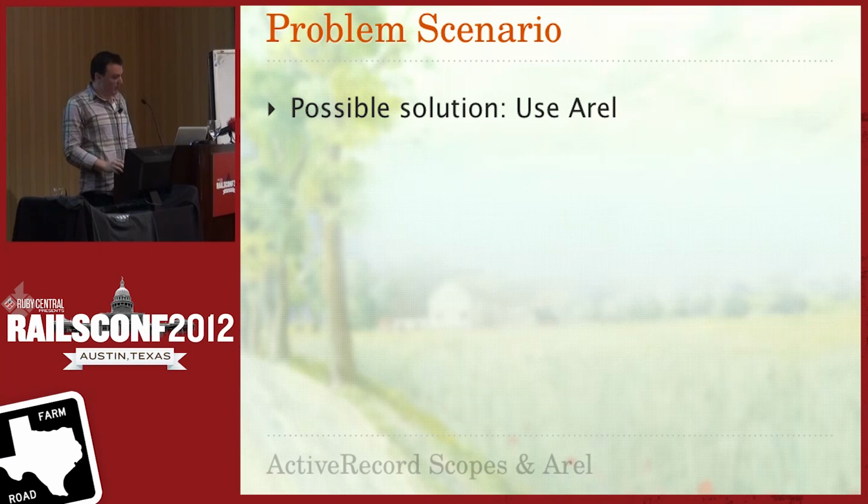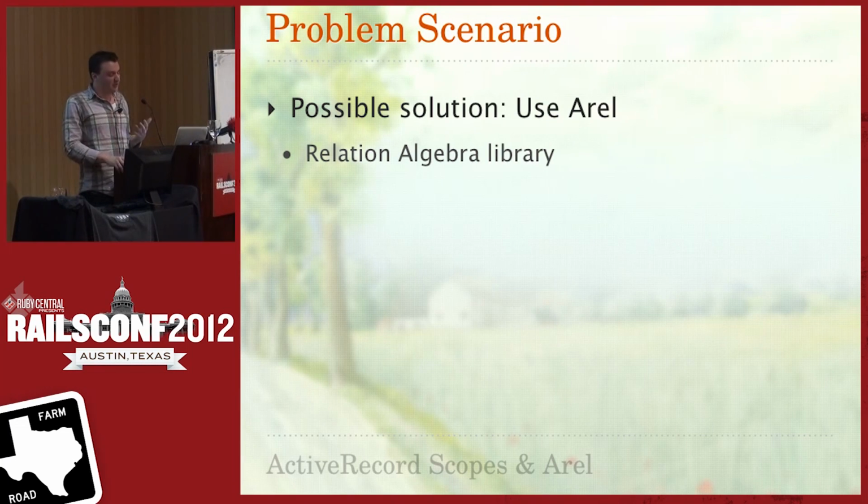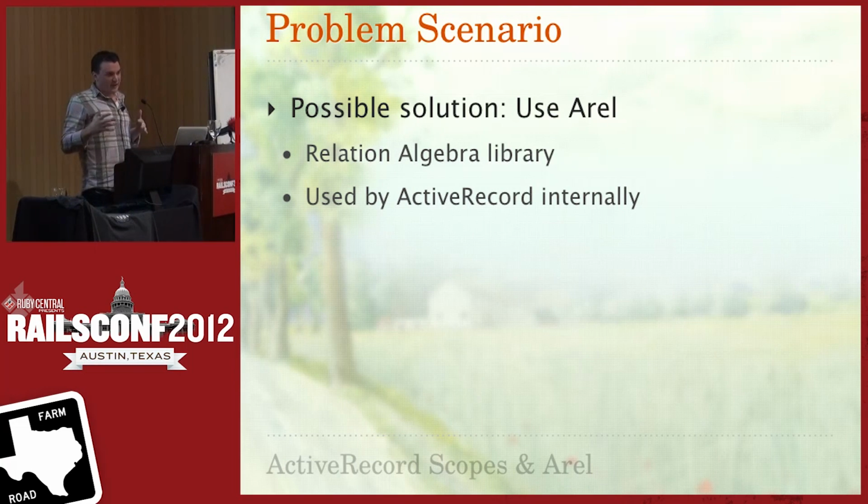But anyway, what is it? Well, it's a relational algebra library. Who knows what that really means? But it's used internally by Active Record. So all those methods that I was talking about, like where, order, all these other methods that you can chain together, all of them under the covers are using Arel. Basically Active Record uses Arel to generate the SQL that Active Record then sends to your database. It's basically a SQL generation library is what it boils down to. So let's look at a quick primer of how you use Arel.